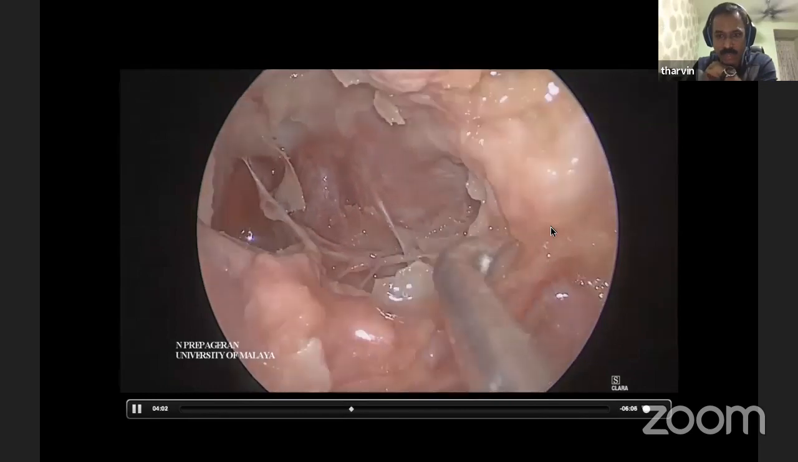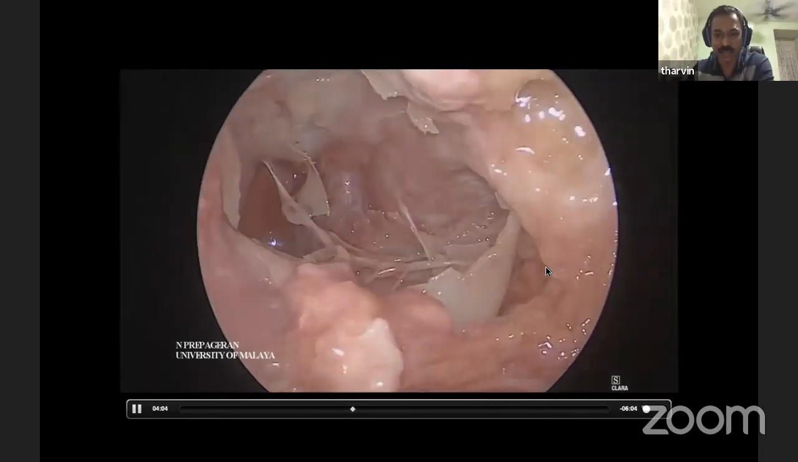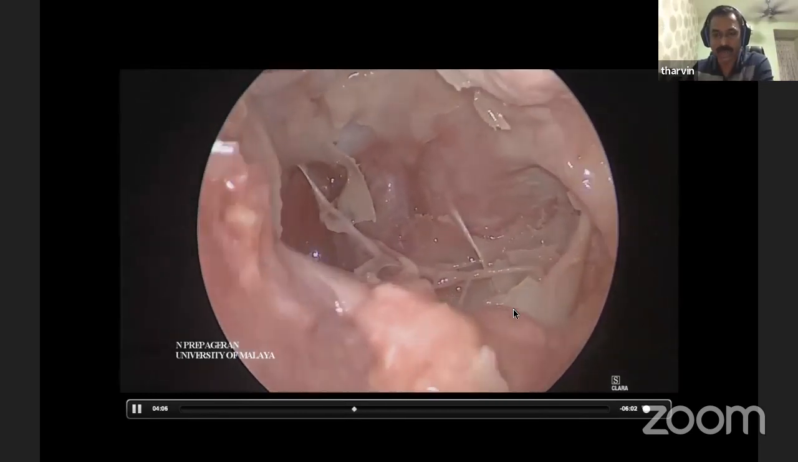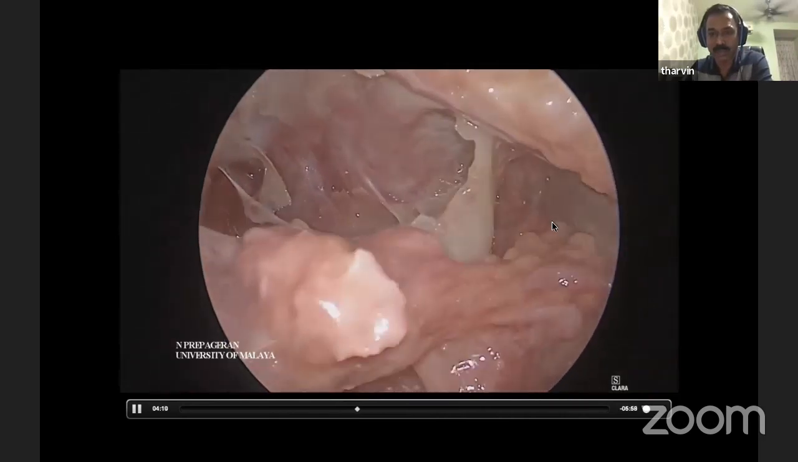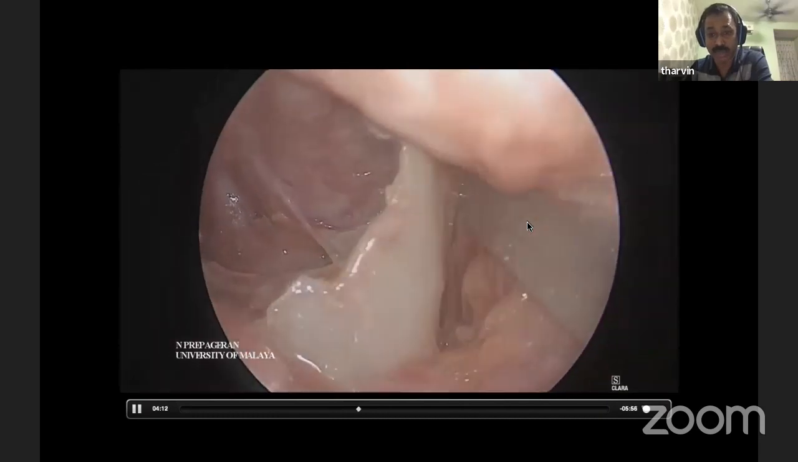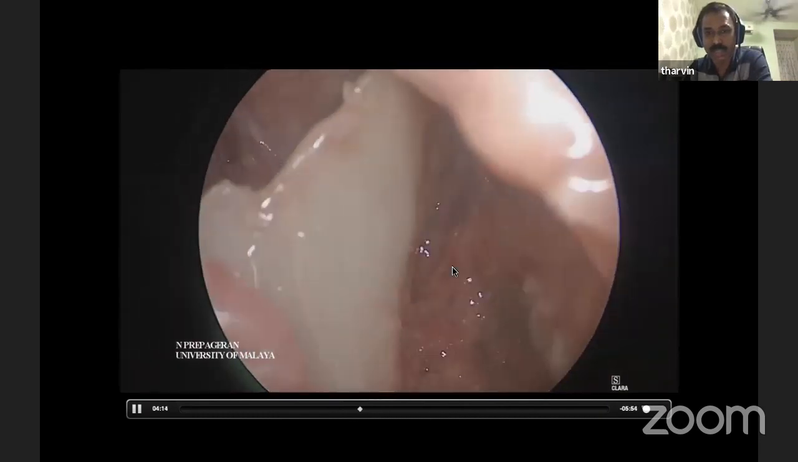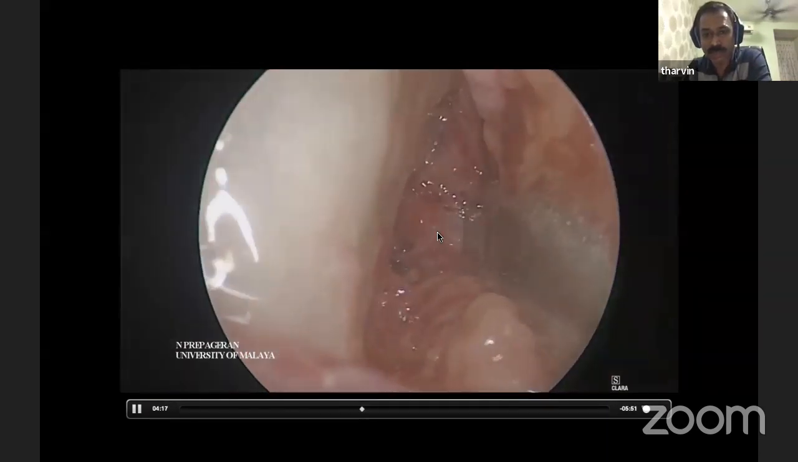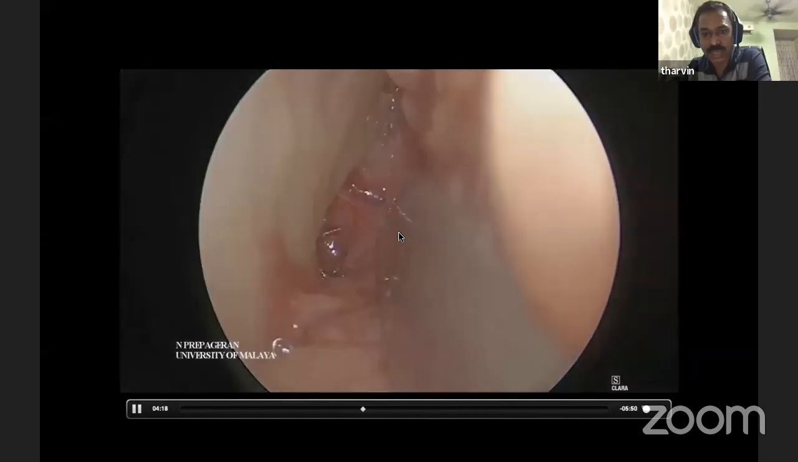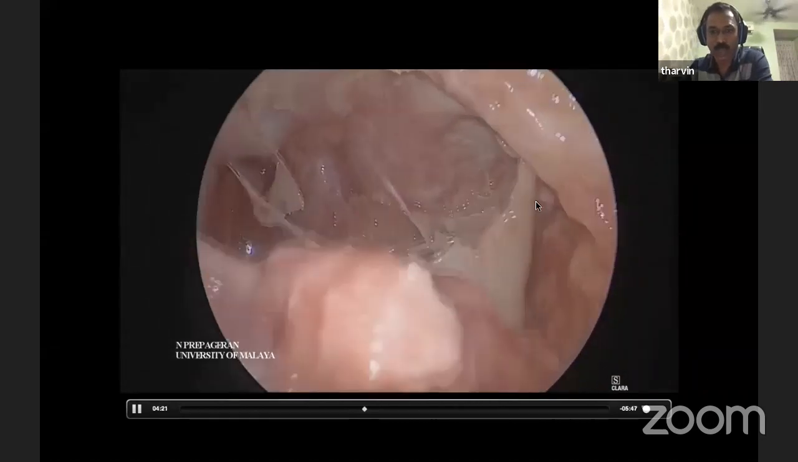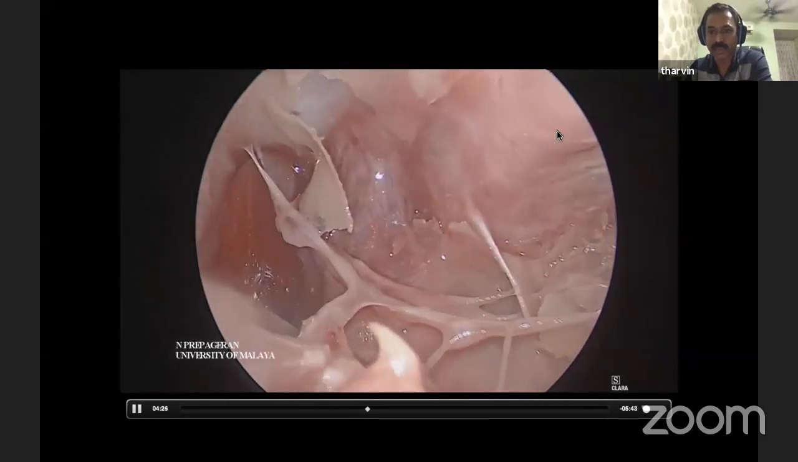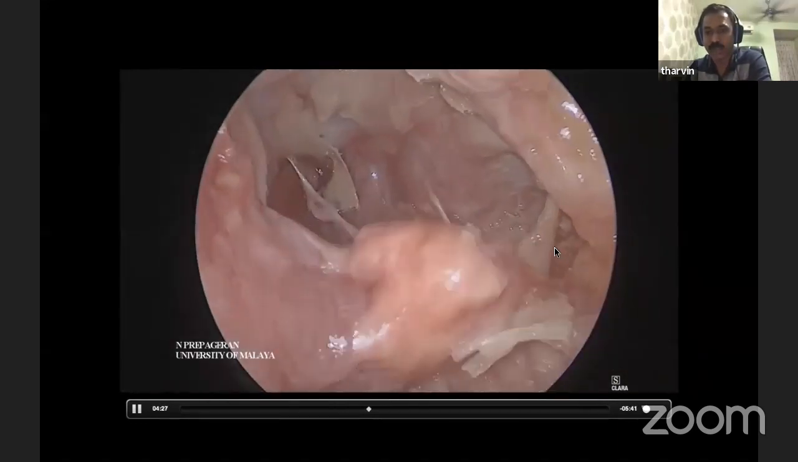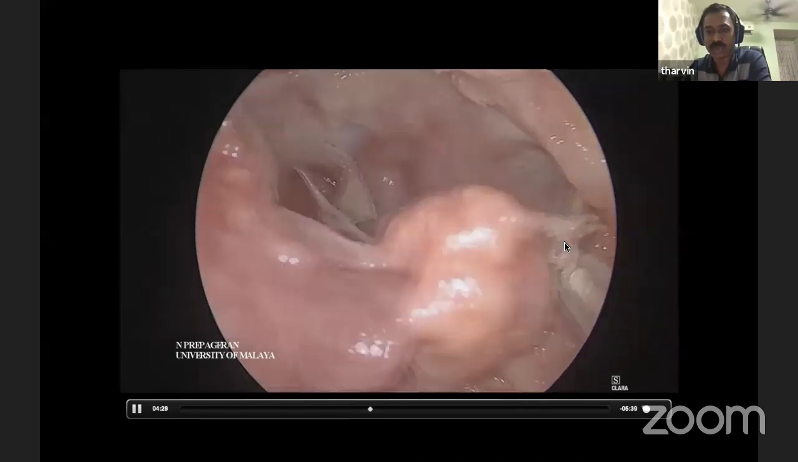So now let's identify the V3. By using a Freer elevator, we're going to dissect and remove the superior head of the lateral pterygoid. And with that, we will be able to identify the V3. There you go. That's the V3. That's the foramen ovale. So what we need to do now is to remove this piece of bone. That's the V2, and that's the V3. We need to remove this piece of bone in between.